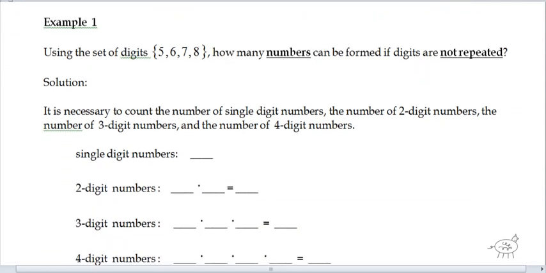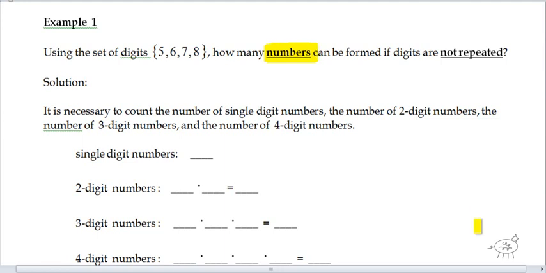It says, using a set of digits 5, 6, 7, 8, how many numbers can be formed if digits are not repeated? Again, it's something you have to look for all the time. Is it repeated? Is it not repeated? And this is a key word too, math fans, so we're going to highlight this: how many numbers can be formed?